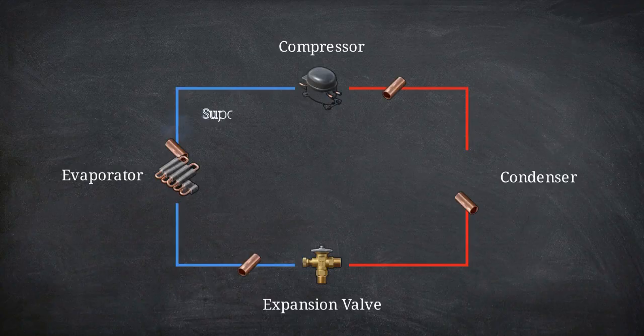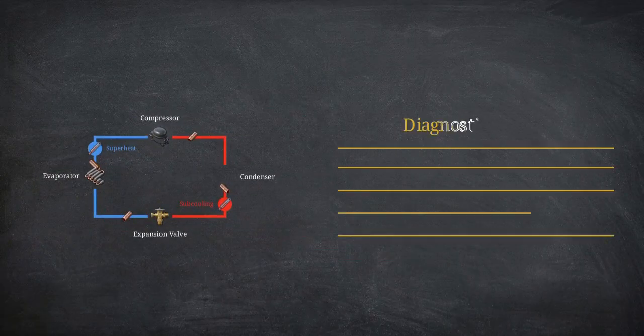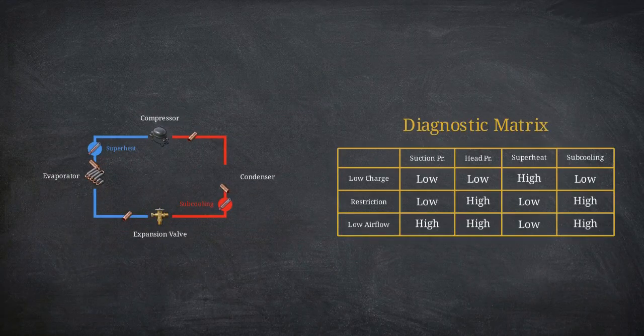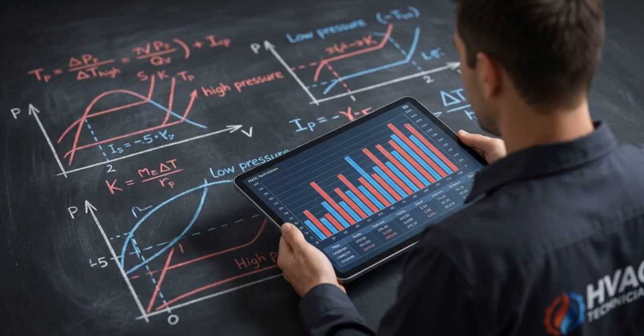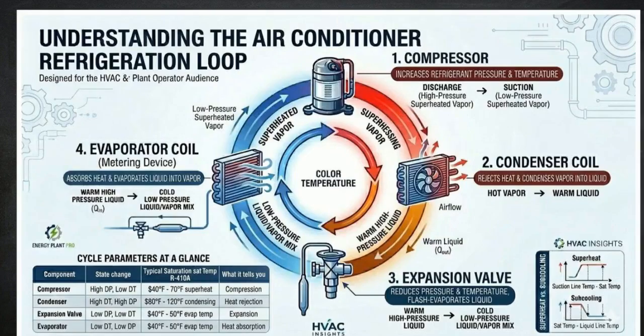We will derive two critical metrics, superheat and subcooling, using saturation temperatures, and then apply those numbers to a diagnostic matrix. Understanding these invisible thermodynamic states allows a technician to move beyond guesswork and evaluate the system based on its actual mechanical performance. This diagram illustrates the closed refrigeration circuit.